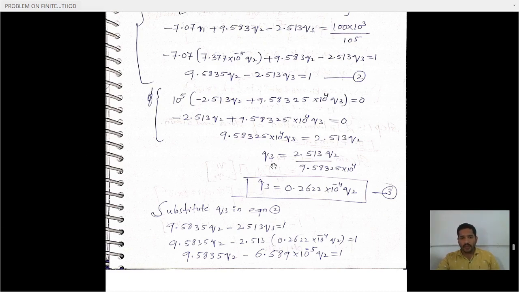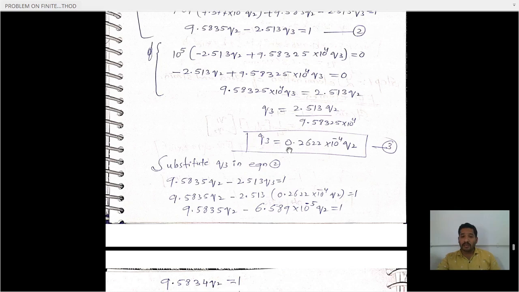Then if this minus sign is moved to this side, it becomes positive. Then let us see, Q3 equal to 2.513, divided by this constant value, 9.58325 into 10 power of 4. If you divide 2.513 by 9.58325 into 10 power of 4, then you will get the answer of 0.2622 into 10 power of minus 4 Q2. So for that reason it is considered as equation number 3.